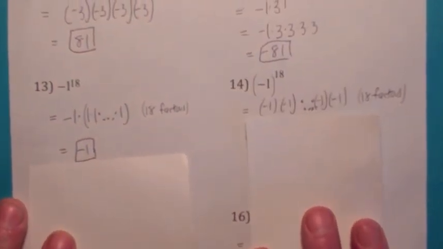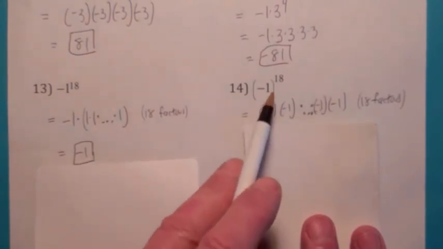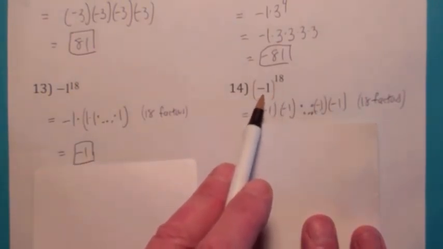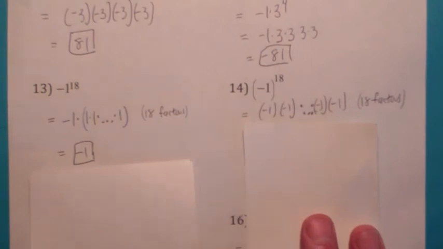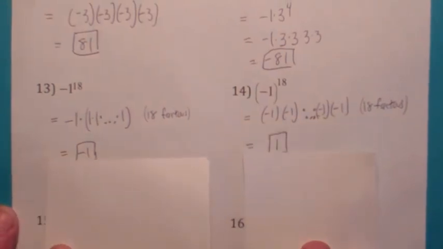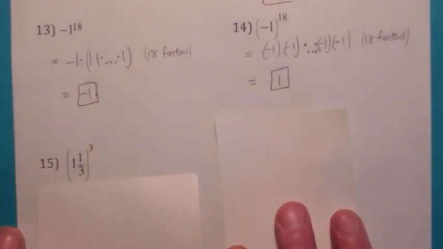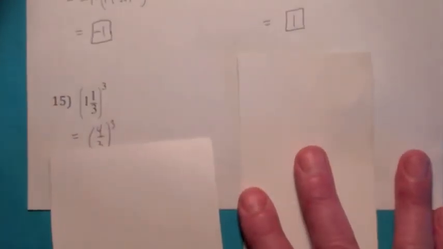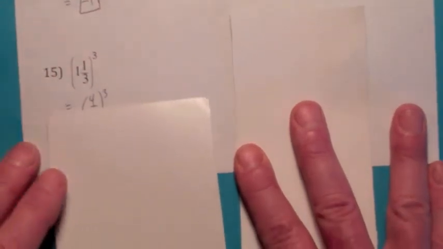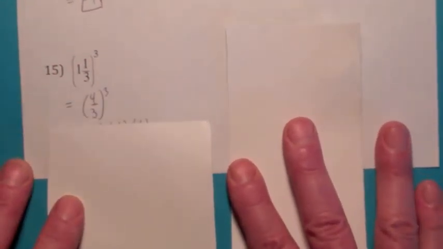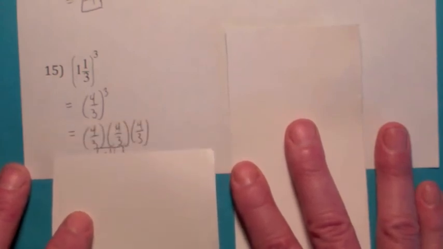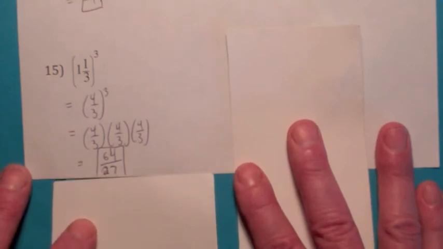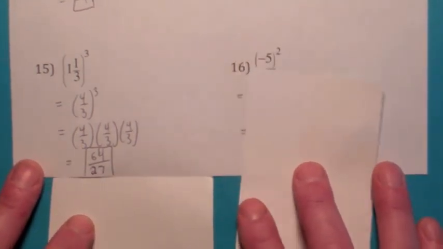Now here we do have parentheses, right? So the base is negative 1, the exponent is 18. You have 18 factors of negative 1, which is going to be positive 1 because you have an even number of negatives, right? All right, now on this one, did you change this to an improper fraction first? If you change it to improper, you get 4/3 to the third power. The base is 4/3, so when you write it in product form and multiply out, you should have gotten 64 over 27.